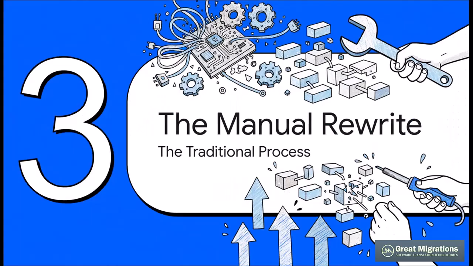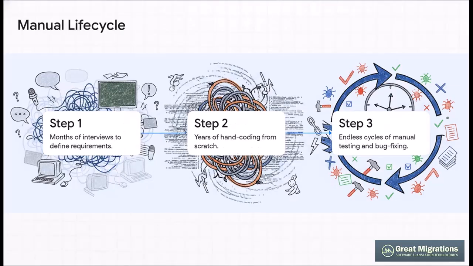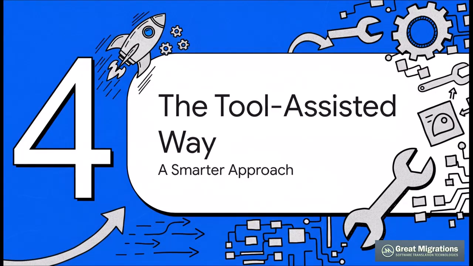All right, let's dive into the manual rewrite. This is the classic, super labor-intensive process. It means you're dissecting the old system and then rebuilding it piece by painful piece, completely by hand. And the life cycle for a manual project? Oh, it's brutal. It kicks off with months, sometimes years of interviews just trying to figure out what the old system is even supposed to do. Then comes the years of painstaking hand coding from the ground up. And finally, you're stuck in what feels like an endless loop of manual testing and bug fixing, hunting down every single inevitable human error.